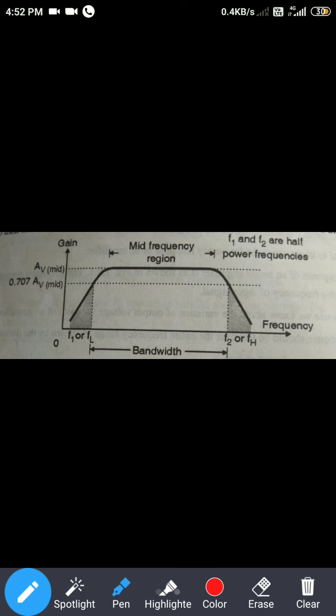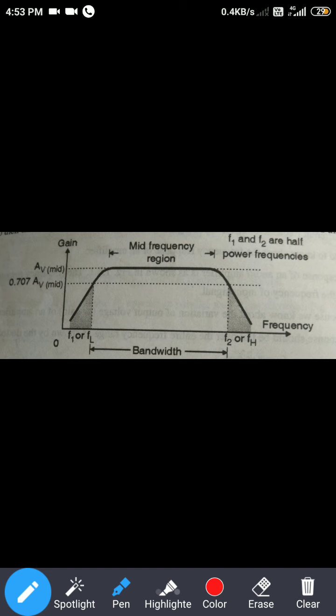Now, the next part is about what F1 and F2 are. F1 and F2 are also called half power frequencies or 3 dB reduced frequencies, or you can say the cutoff frequencies. Now, what is F1, the lower cutoff frequency? It is the frequency of the input signal at which amplifier gain or output voltage is reduced to 70.7% of its mid frequency range. Similarly, FH is the upper cutoff frequency, where again the gain reduces to 70.7% of its mid frequency range. Why does this gain reduce? Because of the coupling capacitors, bypass capacitors and the internal capacitors of transistors.